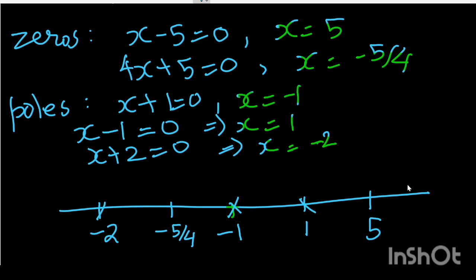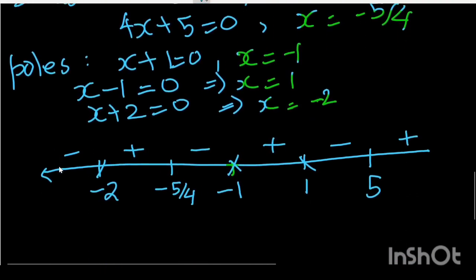Okay, so guys, now plotting them, write the rightmost interval, after 5. All the powers are odd because all the powers are 1. So subsequently we will write plus, minus, then again plus, from minus 5 by 4 to minus 1 it is minus, again from minus 2 to minus 5 by 4 it is plus, again from minus 2 to minus infinity it would be minus. Now the question is asking for what, guys? Less than 0. It means negative. All the negative intervals would be a part of our answer.